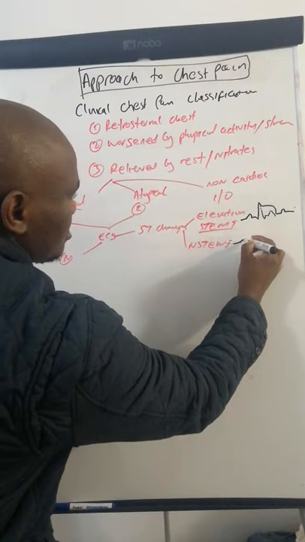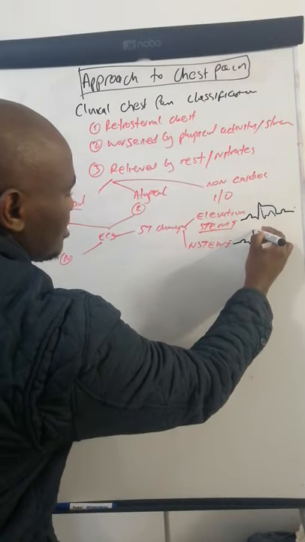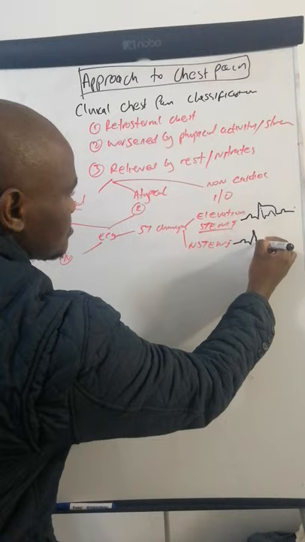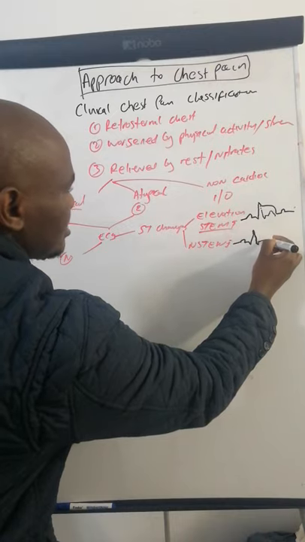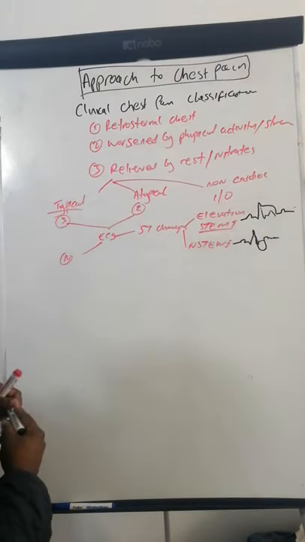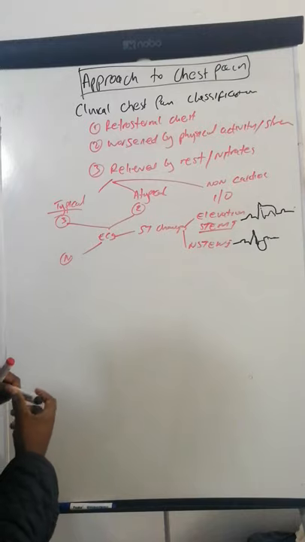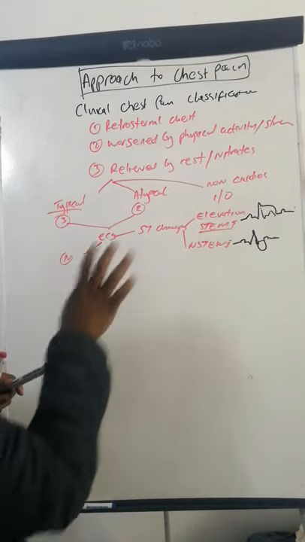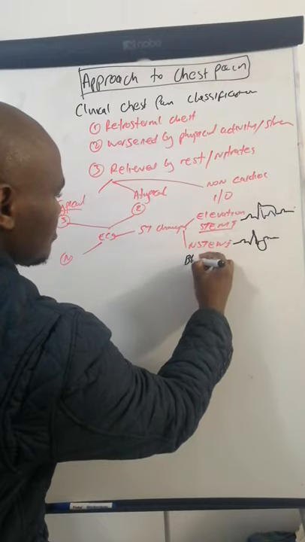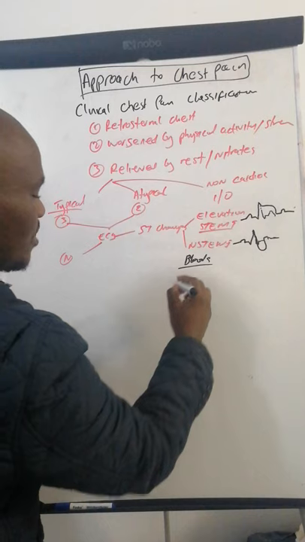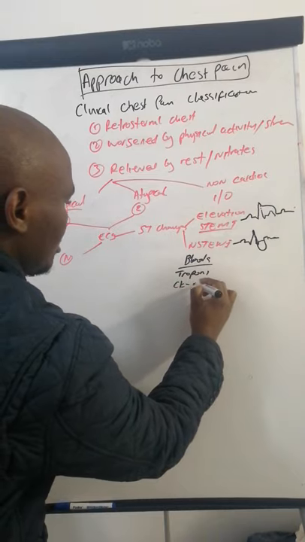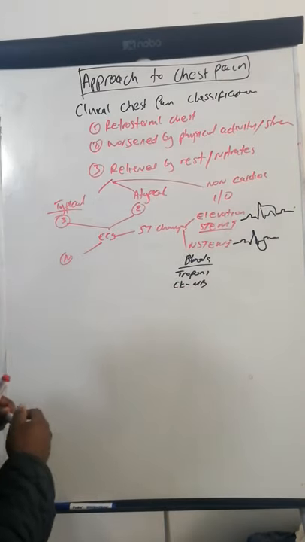If it's an ST depression, this is not drawn to scale, eh? It will go down, but instead of it going down and doing that, it's going to go down and do that. It's an ST depression. So as you do that, you ask someone to take blood. The blood that you want to quickly do is your troponin, and your CKMB and the other bloods, obviously.